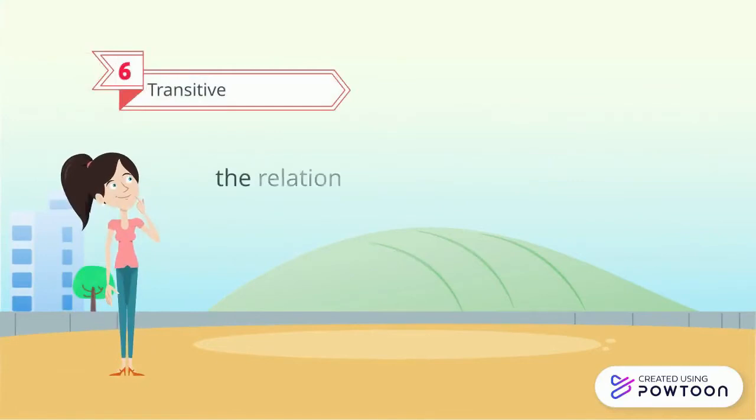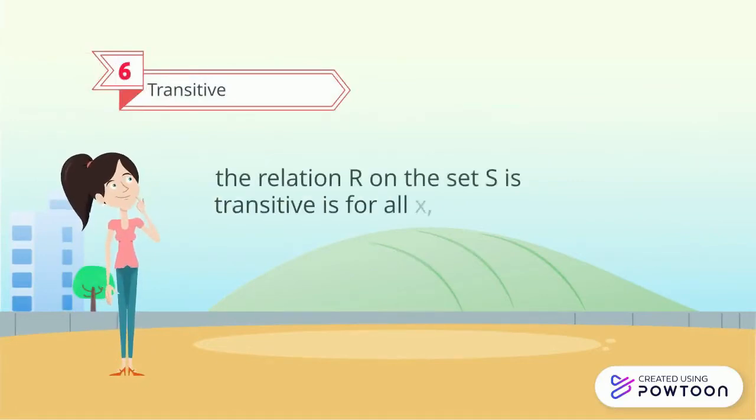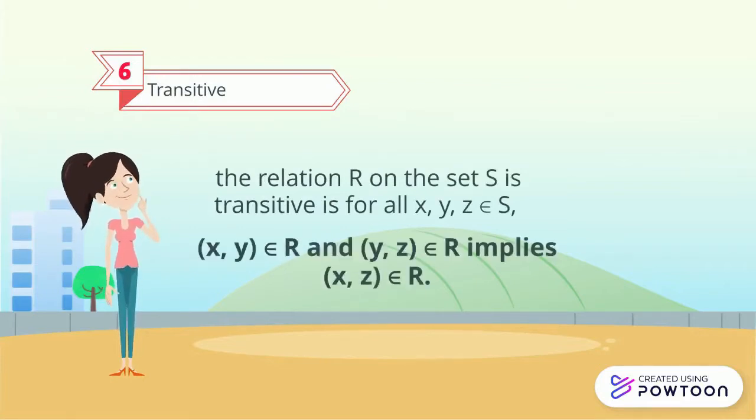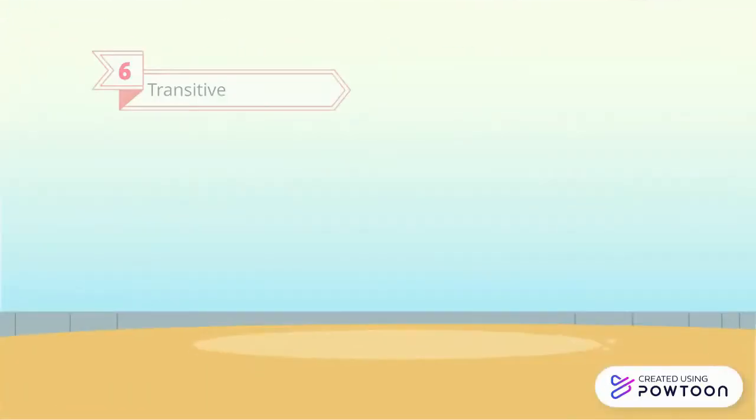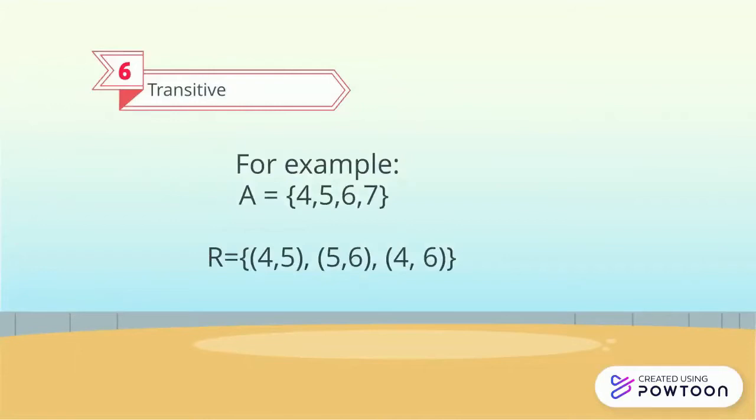The relation R on the set S is transitive if for all x, y, z that are elements of S, (x, y) an element of R and (y, z) an element of R implies that (x, z) is also an element of R. For example, the relation R is considered transitive as we have (4, 5) as AB, (5, 6) as BC, and (4, 6) as AC.